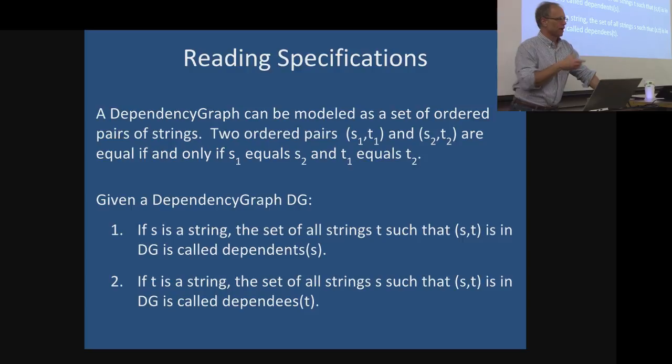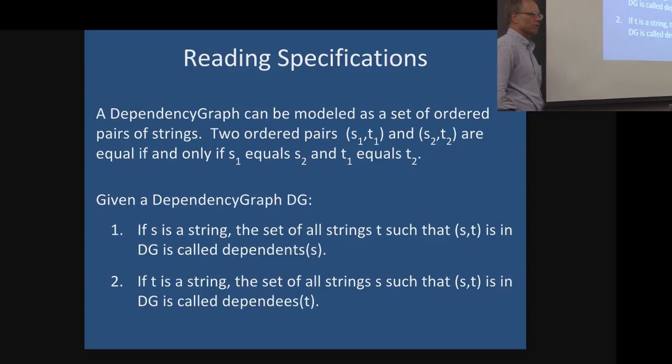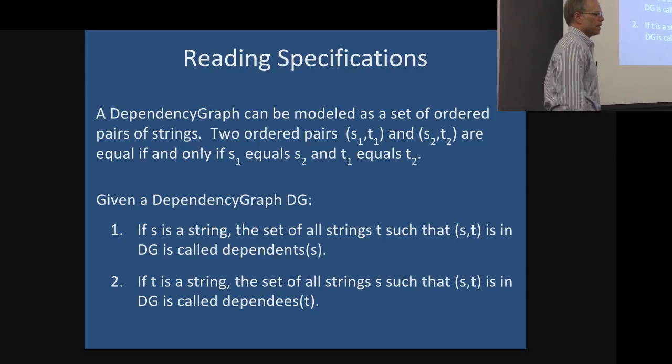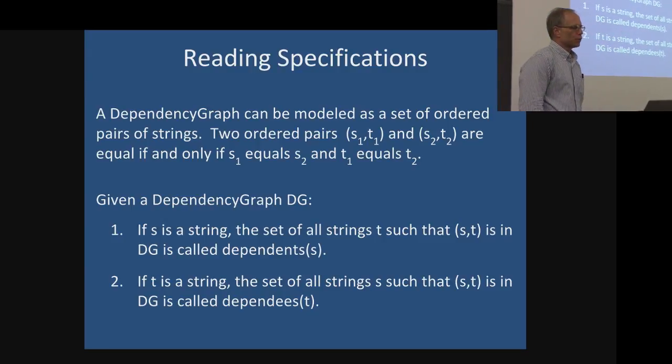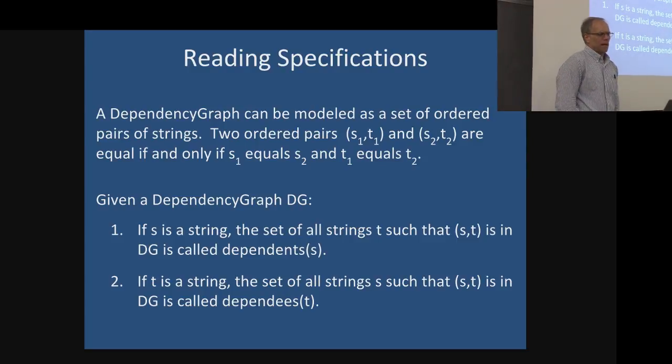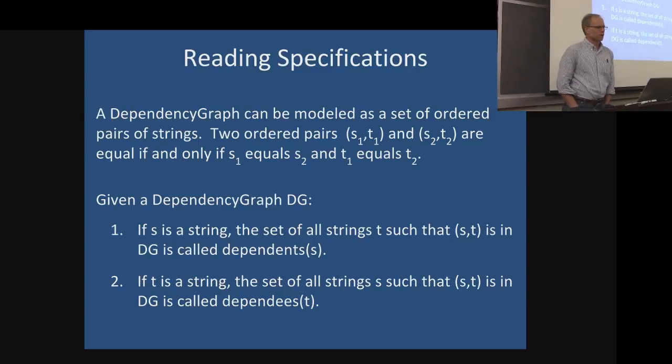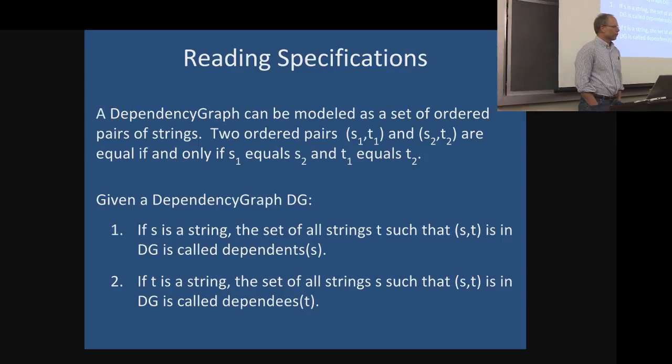But when I assign you a dependency graph, I can't just say, this class provides dependency graphs. I need to tell you how to think about dependency graphs. So this would be a part of the comment explaining what kinds of new objects dependency graphs provide. What are dependency graphs? It says, a dependency graph can be modeled as a set of ordered pairs of strings. And then I even say what an ordered pair is. Two ordered pairs are equal if and only if the first equals the first and the second equals the second: S1 equals S2, T1 equals T2. So I've given you some terms and some notation to use. So a dependency graph is a set of ordered pairs of strings.